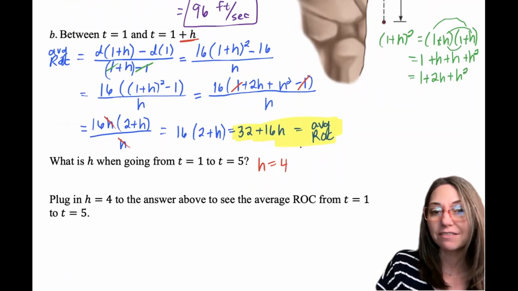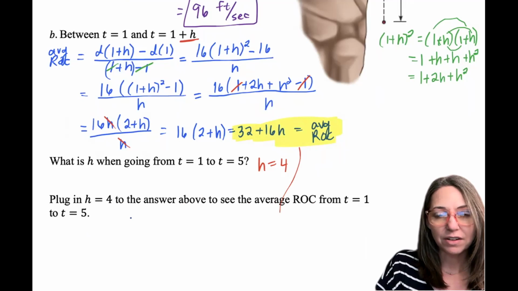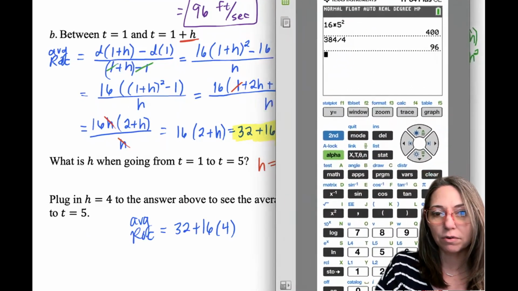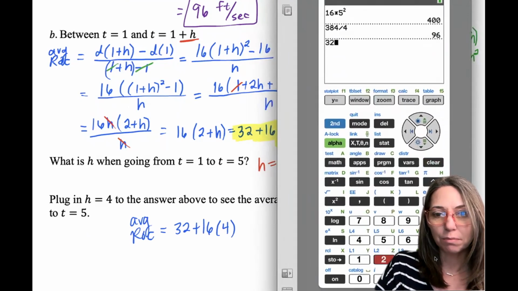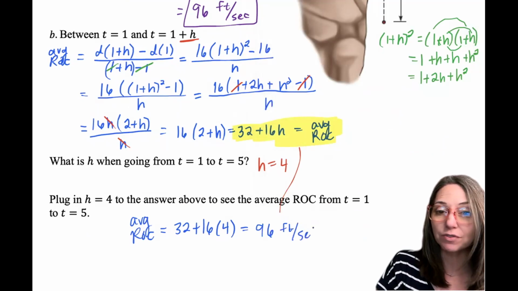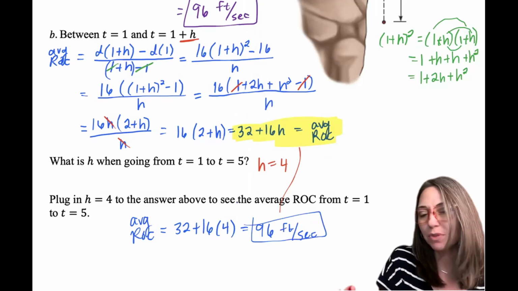Okay, so now what we're going to do is kind of a shortcut. We're going to plug in h into this answer above, that's this one right here, to see the average rate of change from t equals 1 to t equals 5. So the average rate of change would be 32 plus 16 times 4. Let's bring the calculator back real quick and just type that in. So 32 plus 16 times 4 is 96, just like we got before. So you can see that whether you find a formula for your average rate of change between 2 points based on this h, or you just compute the numbers, you get the same thing.